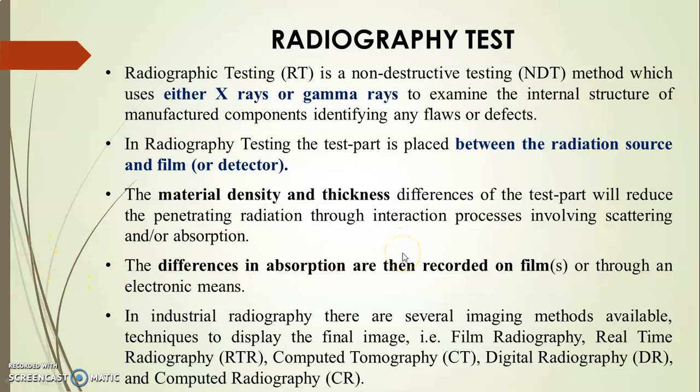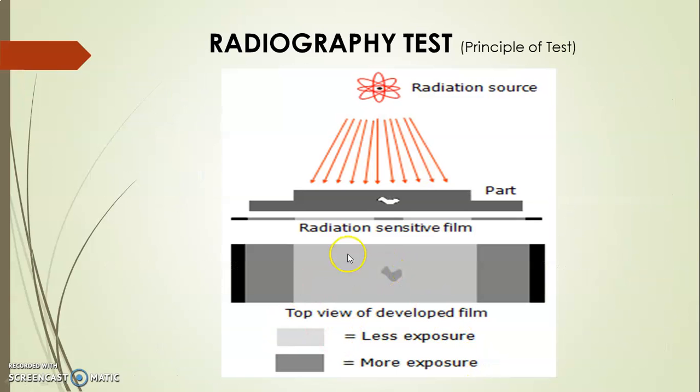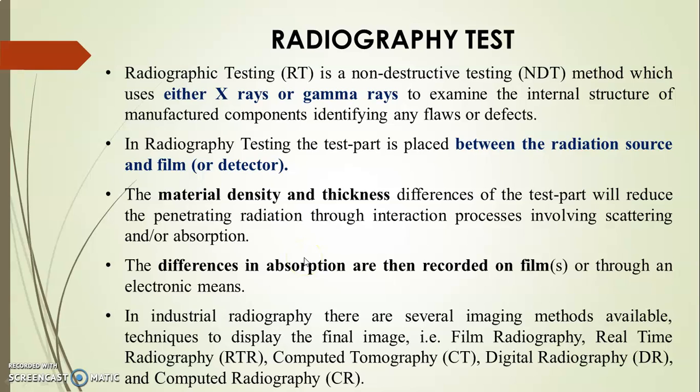In industrial radiography, there are several imaging methods and techniques available to display the final image: film radiography, real-time radiography, computed tomography, digital radiography, and computed radiography. These are some of the examples of radiography. Here you can observe real-time radiography, computed tomography, digital radiography, and computed radiography. These are the different radiography methods which are used in industrial applications.